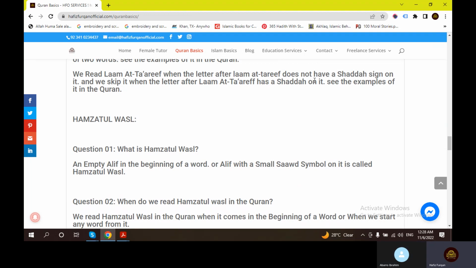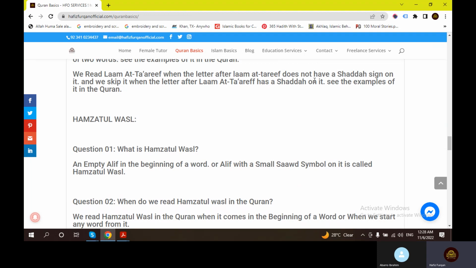When do we read Hamzatul Wasl? We read Hamzatul Wasl in the beginning and we do not read it in the middle. And when do we read Lam at-Tarif? We read Lam at-Tarif when the letter after Lam at-Tarif does not have the Shadda sign on it. If the letter after that has Shadda, then you don't read the Lam at-Tarif.